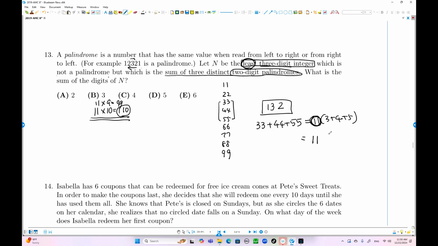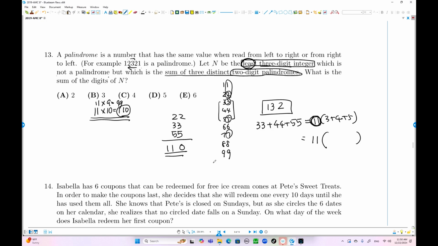Or you can find it this way. How can you find the least number, all three numbers, to make 10 over here? So maybe choose 1 plus 2 plus 7, or 2 plus 3 plus 5. Anyway, I'm going to do 22 plus 33 plus 55. That equals 110, right? There are many ways to get 110.